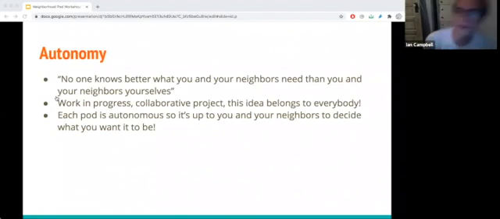So there's this principle that I think is a truism, right? We all know it in our hearts. This idea that no one knows what you and your neighbors need better than you and your neighbors yourselves. So that's what the pods are based on, and that's why we're organizing hyperlocally.